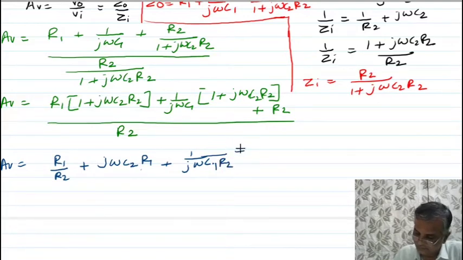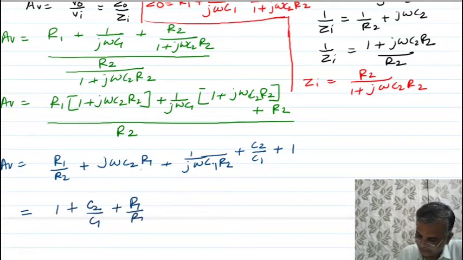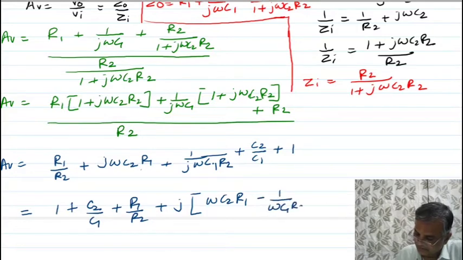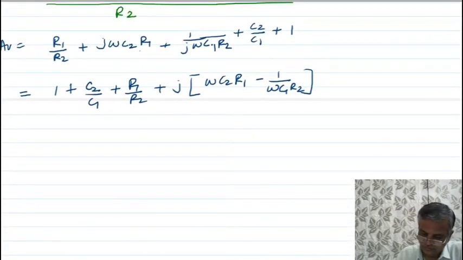Now plus C2 by C1 only left. You can do the calculation, plus 1. So I can write 1 plus C2 by C1 plus R1 by R2 plus j is common. So I can write omega C2 R1 by R2 minus 1 upon omega C1 R2, it is simple mathematics. All of you know that 1 upon j is equal to minus j, you should understand. So you can do this. Now look here. So this is the equation of the gain.